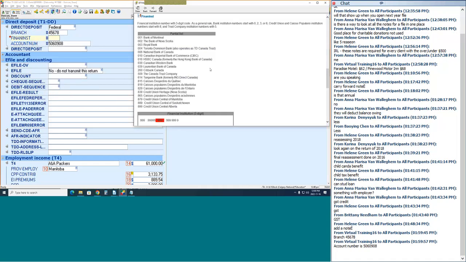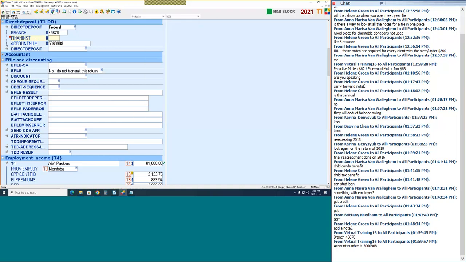I show this every year, and my senior associates go, oh, that would have been very useful to know. If you use your help button, it will tell you, oh look, I need to know which bank it is. If I told you they are at the Bank of Nova Scotia, that tells me the code is 002. So if they're Bank of Nova Scotia, we need a financial institution number, which in this case is 002.